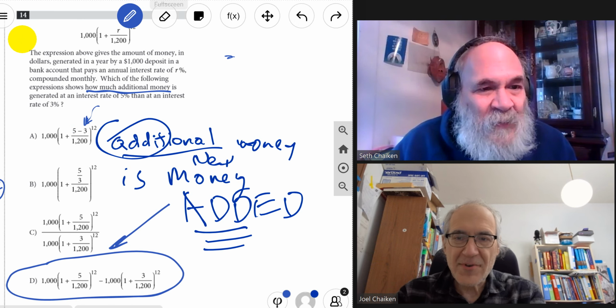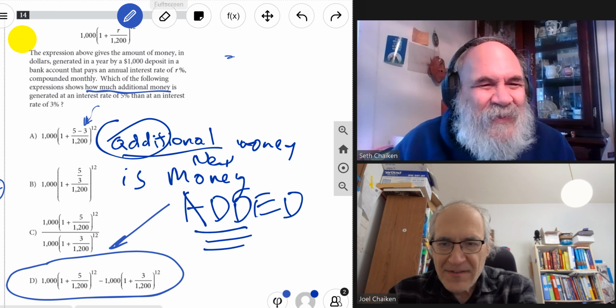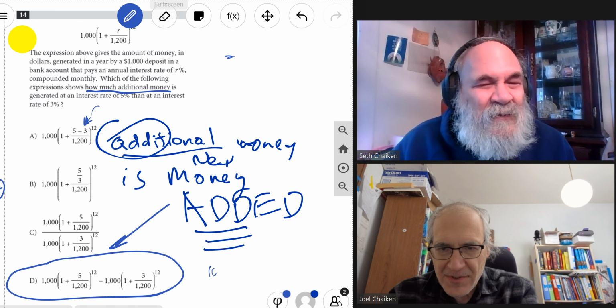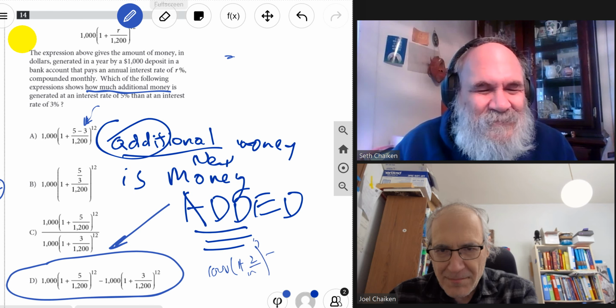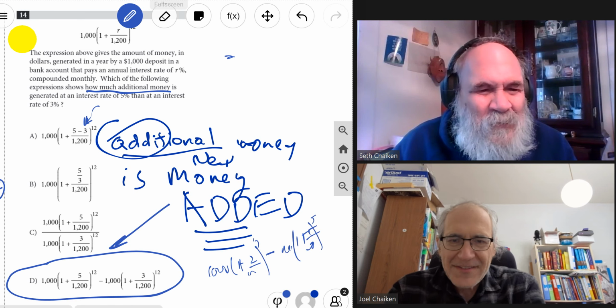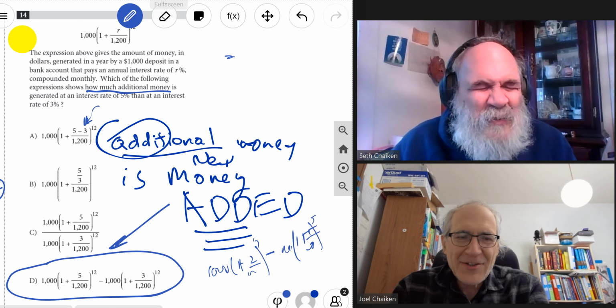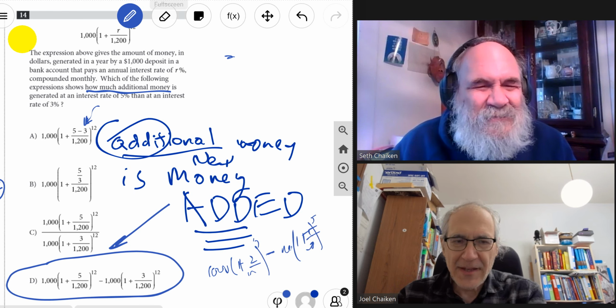This is really surprising. Why didn't they do the opposite? Why didn't they put the 1,001 plus 3 over 1,200 to the 12 minus 1,001 plus 5 over the 1,200? That would be more, just a little more. You have to think a little bit, but here it's the only choice.